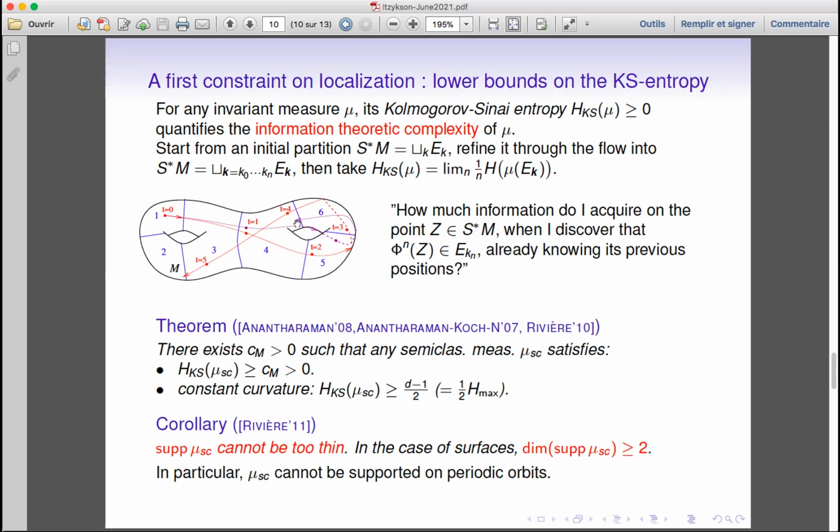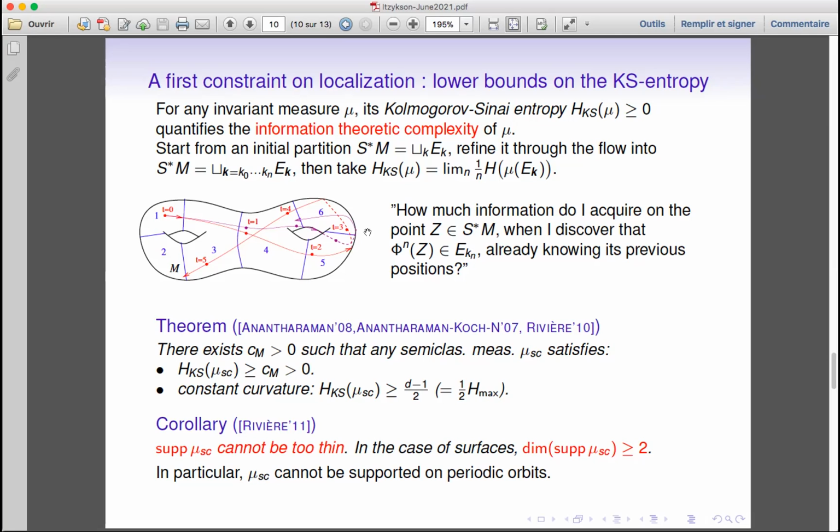You know, it's like when you go to the butcher, you can see different pieces of the cow. So you partition your manifold, and you just record in which piece my point is at each integer time, when I start from a point. So this gives you a sequence of numbers, an infinite word, if you want, associated with your initial point.